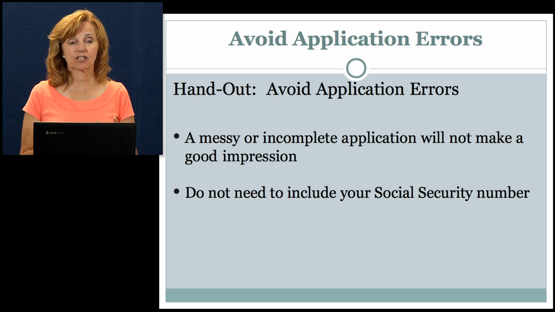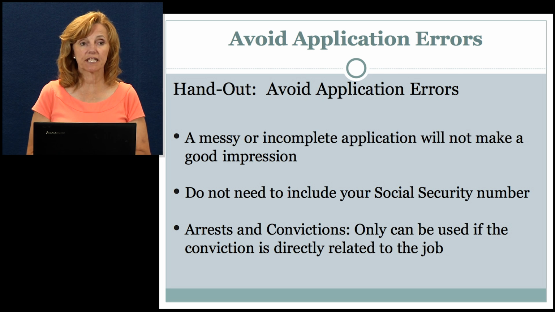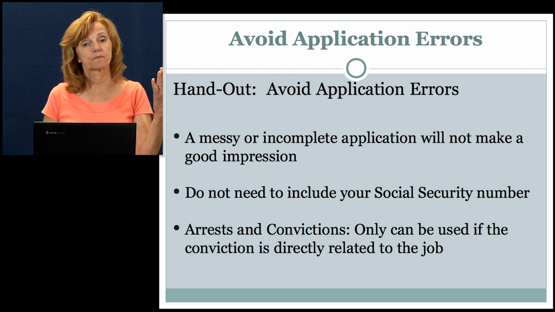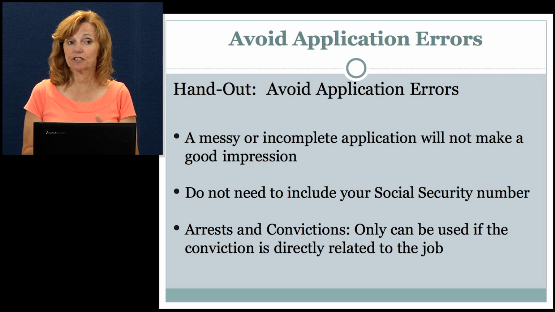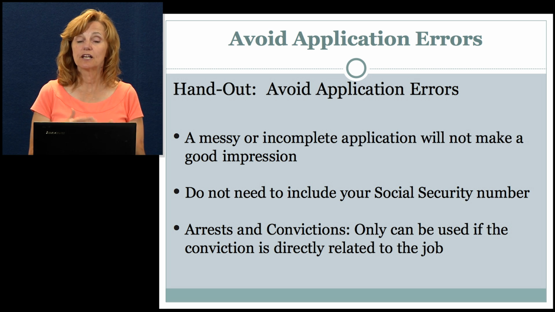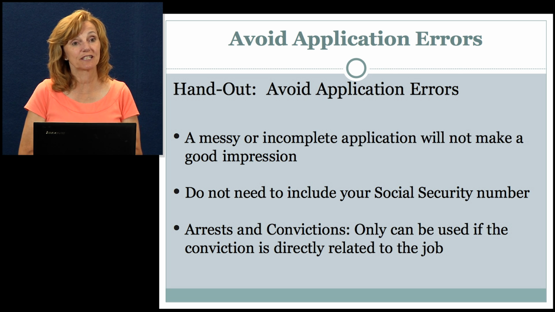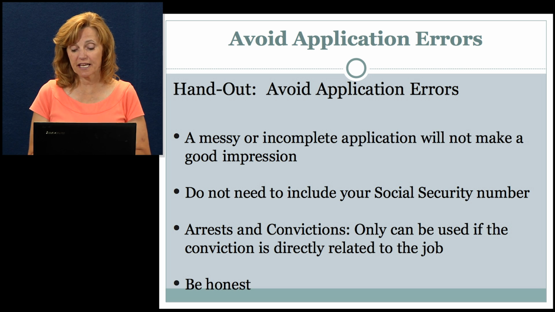Oftentimes on applications, I have seen a section that asks if you've had any arrests or convictions. By law, an employer can only use that against job applications if they have had a conviction that's directly related to that job. For an example, if you were applying for a job as a cashier, and if you had a conviction of theft, it's related. So they may be able to use that against you. However, I have seen a lot of employers within this past year take that section off their application. They feel if it's a part of their hiring process to do a background check, they will find out any convictions at that time. However, if you're filling out an application and it asks you about a conviction, be honest. With today's technology, they will be able to go on the website and find the information.